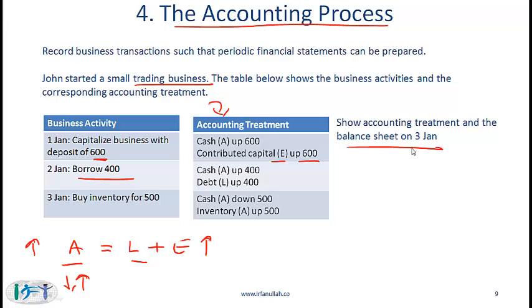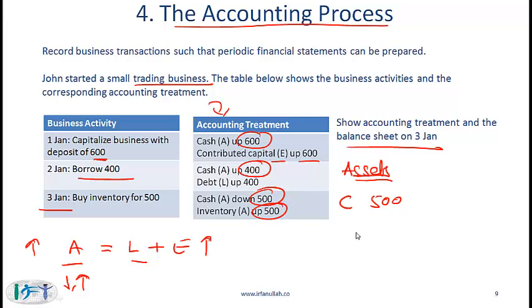What does the balance sheet look like at the end of 3rd January? Notice that we can take this accounting treatment and use the information provided here to create a balance sheet. Let's look at our assets. The assets that we have talked about here are cash and inventory. So let's look at what happens to cash. Cash up by 600, then up by 400, that's 1000, and then down by 500. So cash at the end of 3rd January is 500.